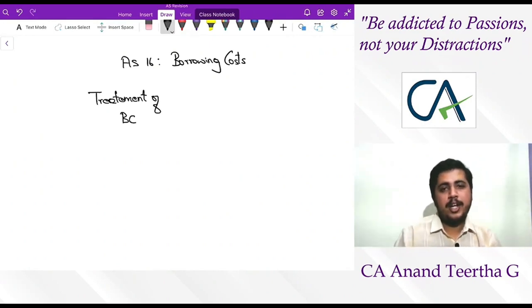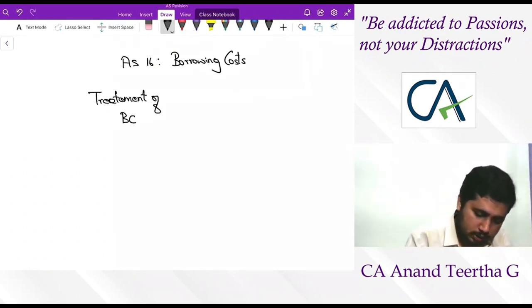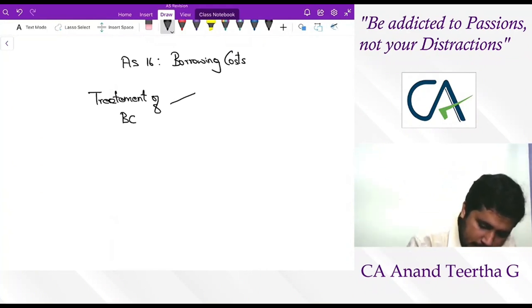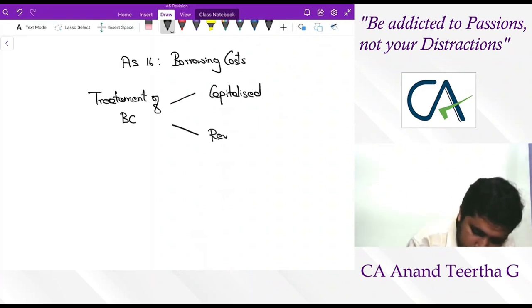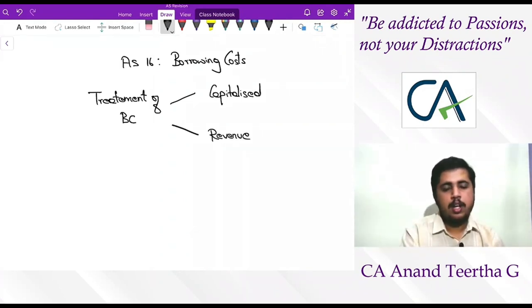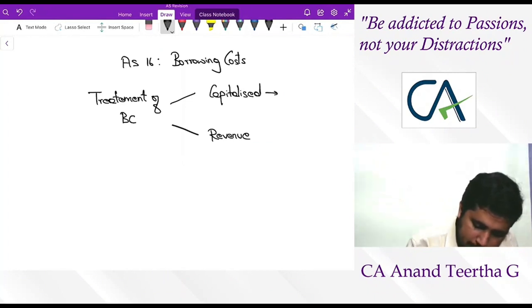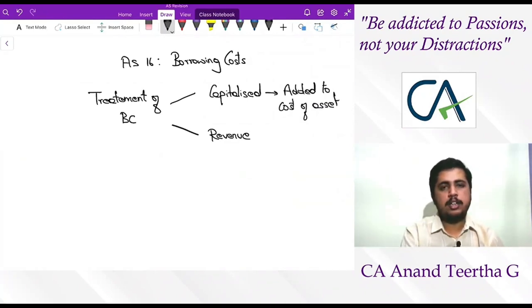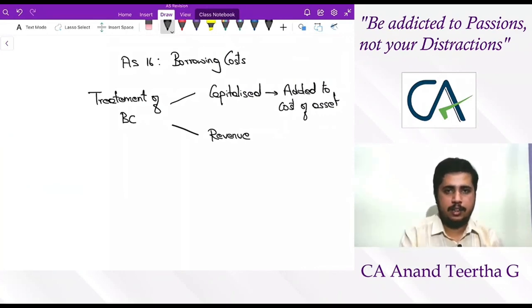Now, what type of treatment is possible when it comes to borrowing costs? Either borrowing costs are allowed to be capitalized, or borrowing costs are treated as revenue. Now, what do you mean by borrowing cost getting capitalized? It means it is added to the cost of the asset. So whatever asset you have, borrowing costs are allowed to be added to such asset, if it is going to come under capitalization.